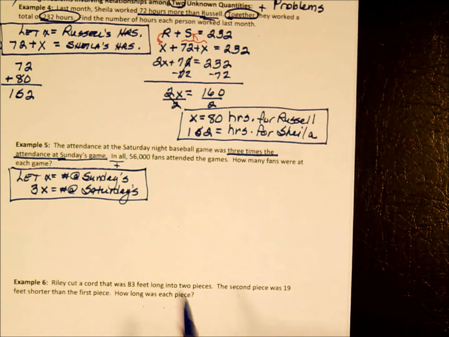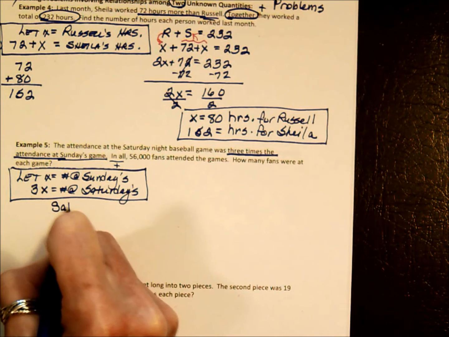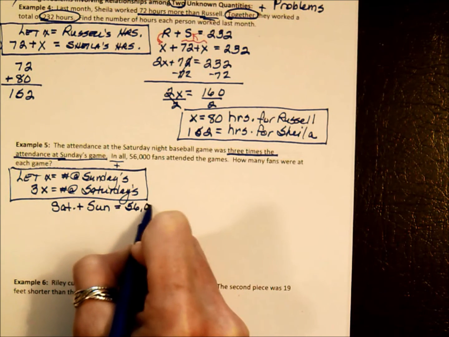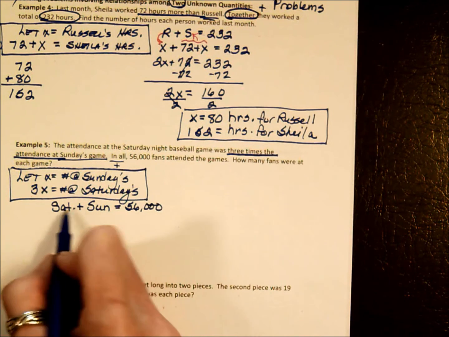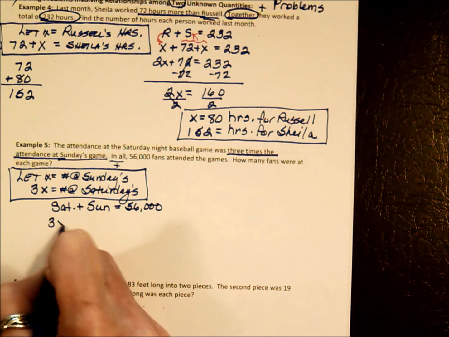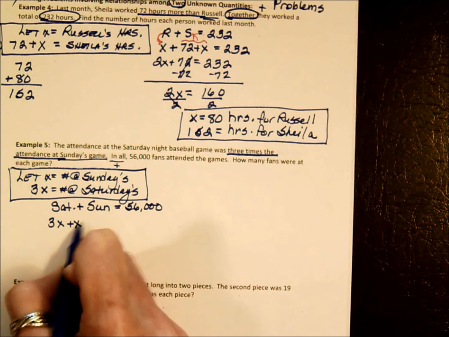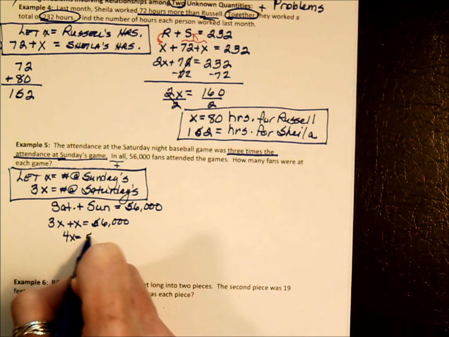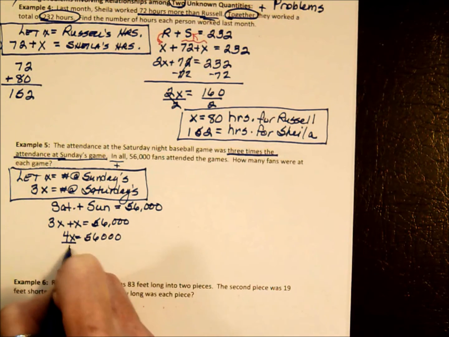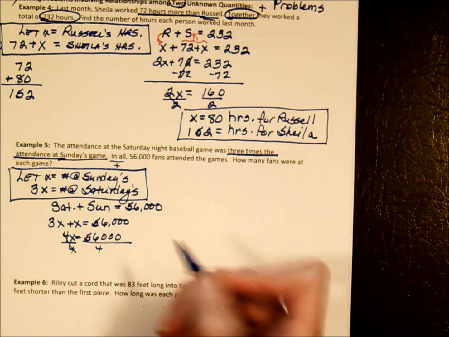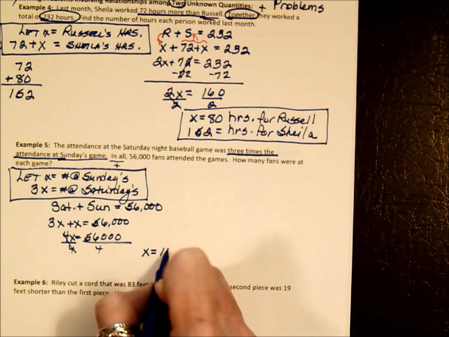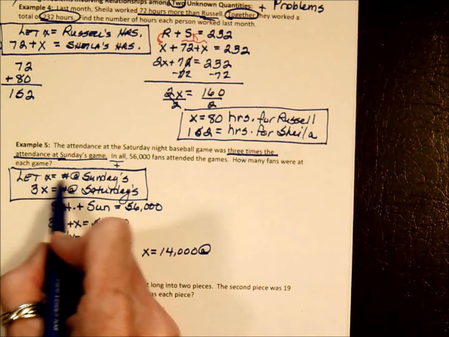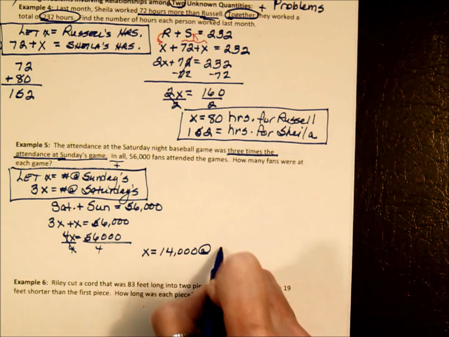Now we need that last piece of information to get our equation. I know that Saturday plus Sunday equaled 56,000. That's my organizing statement. Saturday is 3x plus Sunday is x equals 56,000, or 4x equals 56,000. And now the only thing left to do is to divide by 4. And we get x equals 14,000. And what did x stand for? Go back to your let statement, Sunday's game. At Sunday's game.